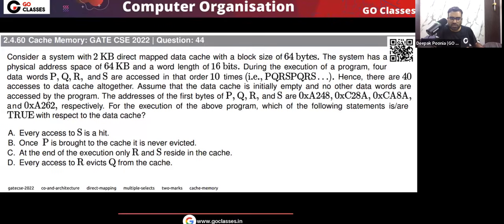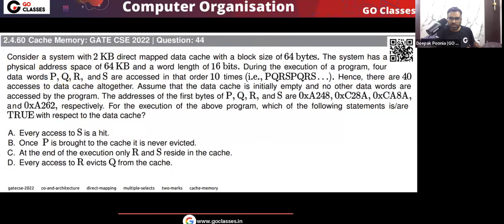Many students make the mistake of assuming that PQRS are data blocks. They will assume that these are block numbers, that P is a block number, Q is a block number, and so on. But actually, they are not block numbers.